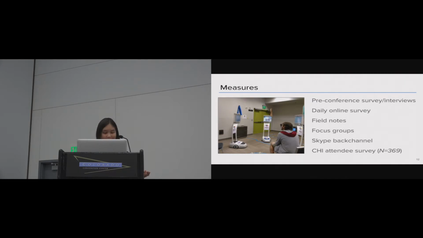Finally, given the scale of the event, we obviously weren't able to keep track of everybody at all times. So we collected data in a number of different ways. We had pre-conference surveys and interviews. We had daily surveys during the conference. We also had field notes, field observations, and 2 focus groups during the conference.